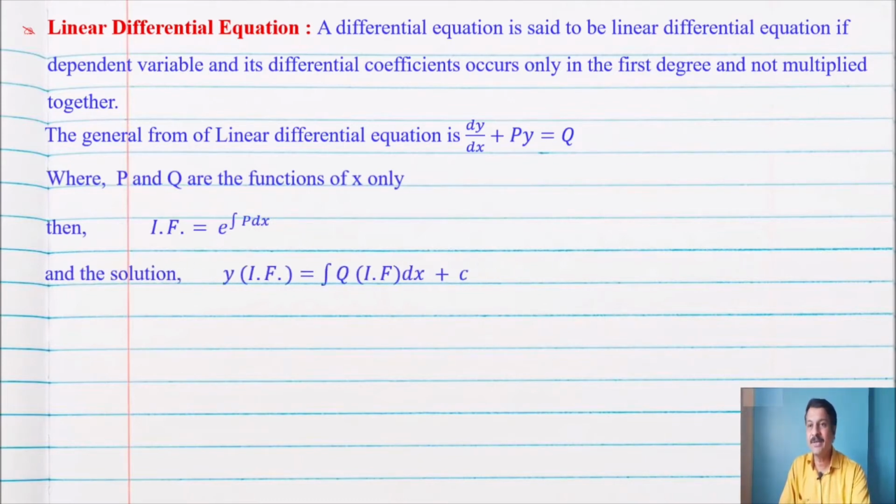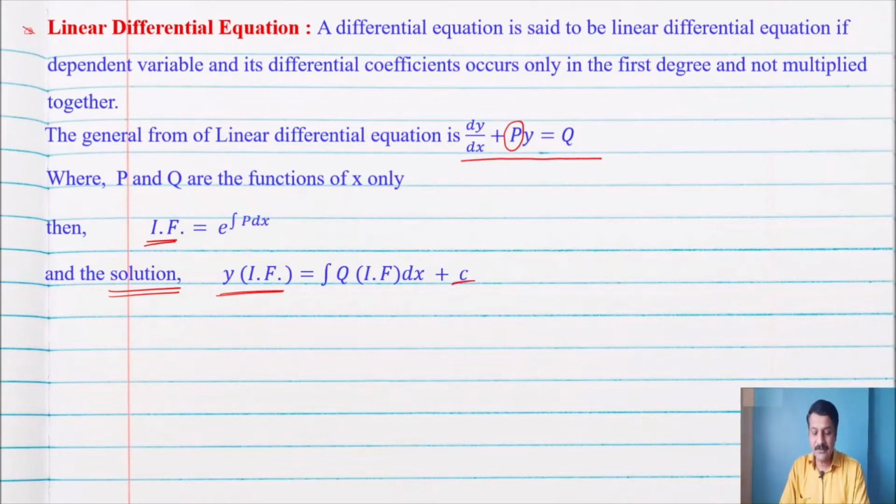So in this case, we have to find the integrating factor. It means that if the differential equation dy by dx plus p into y equal to q, this linear differential equation, is there, then how to solve? First you find the integrating factor. That is, the integrating factor I.F. equal to e raised to integration of p dx. Note that here this is your p dx, and then the solution is y into I.F. equal to integration of q into I.F. dx plus integration constant c.